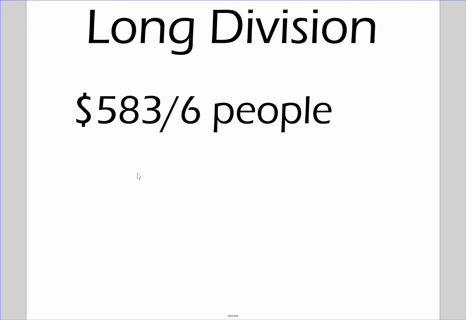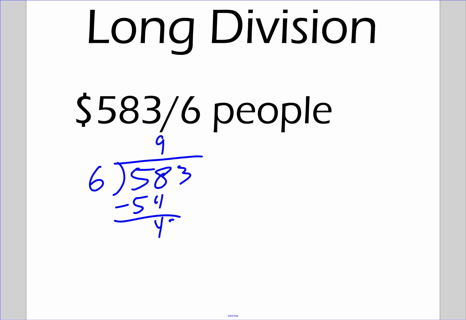So we take the dividend, 583, and divide it by the divisor, 6. 6 doesn't go into 5, but it does go into 58. That's 9 times. Now we multiply and that gives us 54. We subtract. It gives us 4. We bring down the 3. The process now repeats.